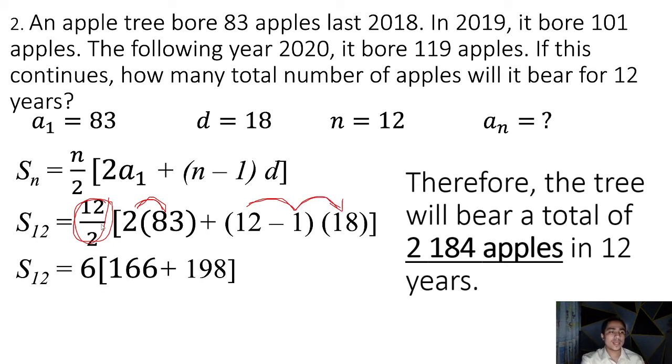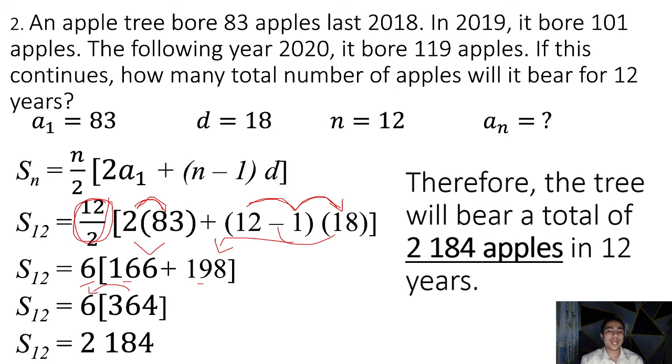Ayan ang lalabas. So, yung 12 divided by 2, naging 6. 2 times 83, naging 166. And then, 12 minus 1 times 18, yan, naging 198. So, this time, parehas silang positive. Positive yung 166, positive yung 198. We just have to add. And that will give us 364. And then, the last thing to do is to multiply 364 times 6, and that will give us 2,184.